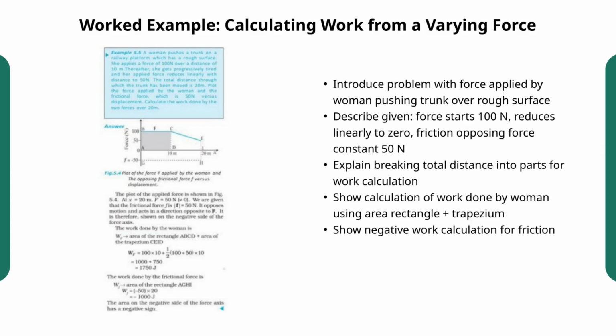The frictional force opposes the movement and acts over 20 meters with constant magnitude. Its work is force times distance, but negative because friction removes energy. So, work by friction is negative 50 newtons times 20 meters, negative 1,000 joules. These calculations illustrate how summing areas under force displacement graphs gives total work done for changing forces. We see work done positively by the woman adding energy, and negatively by friction drawing energy away.